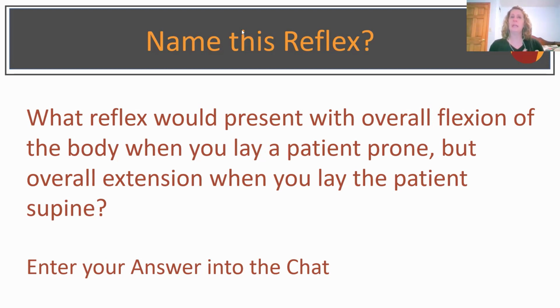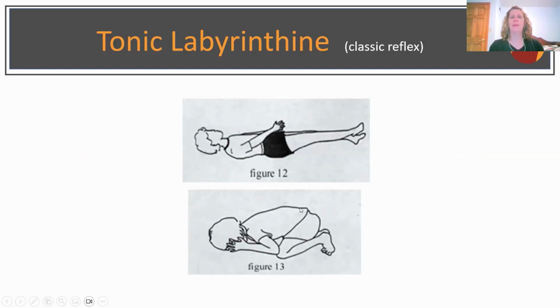It does sound like STNR, but with STNR, the legs and the arms do two totally different things. Tonic labyrinthine is everything goes into flexion or everything goes into extension. Okay, so that's the classic tonic labyrinthine. Good. All right, so not everybody has this. You won't see it in all babies. We hope that if they have it, it goes away by 5 months.